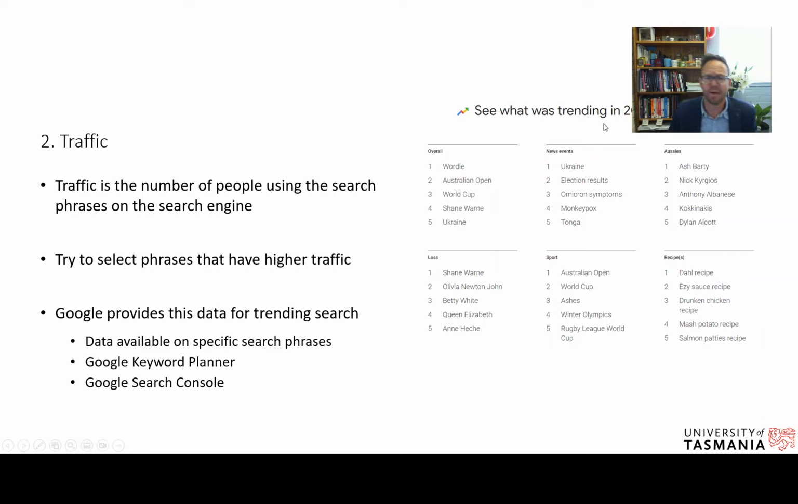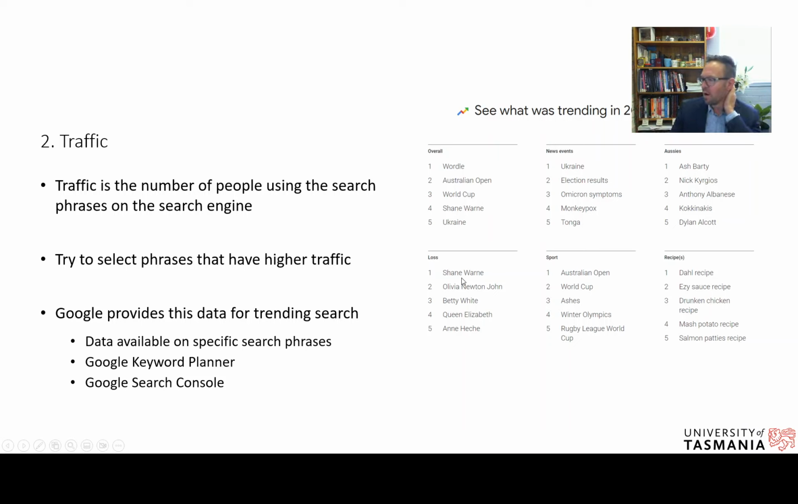Now, the words that were trending last year in Australia, overall throughout the world was, oh no, this is Australia, sorry, they do world one as well, but just in Australia it was Wordle, which is like that game where everyone's got to guess the word, stupid thing. The Australian Open, World Cup, Shane Warne, for some reason, I don't know why that's up there, and Ukraine, right? So that breaks it down. So overall, in Australia, these are the ones.